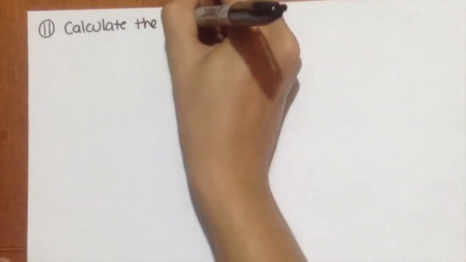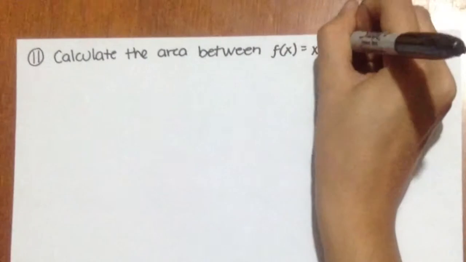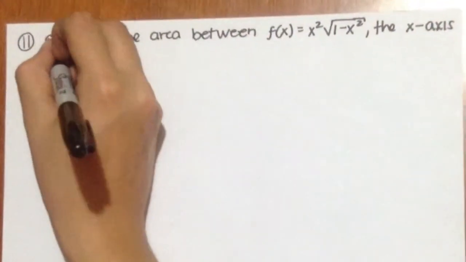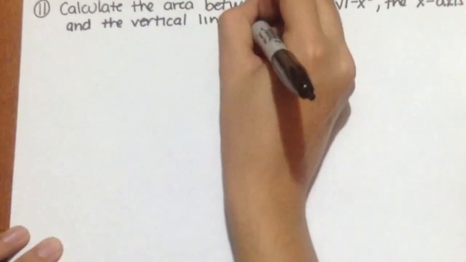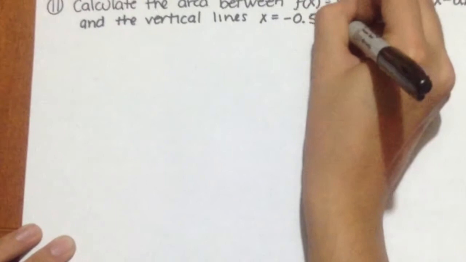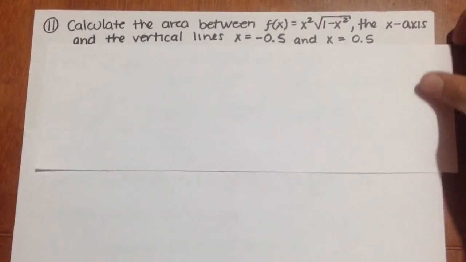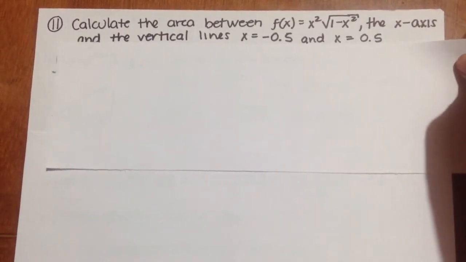Calculate the area between f of x is equal to x squared times the square root of 1 minus x squared, the x-axis and the vertical lines x is equal to minus 0.5 and x is equal to 0.5. In order to solve the integral, we are going to use trigonometric substitution.